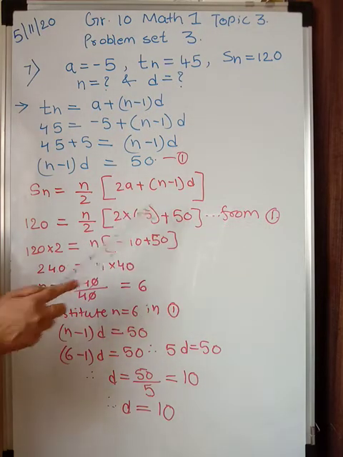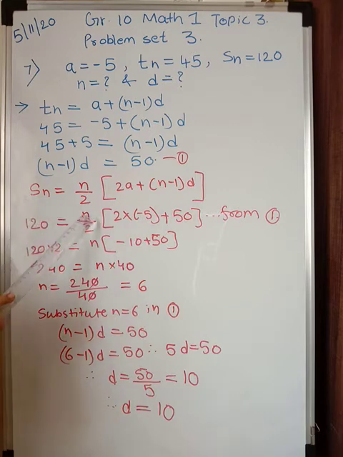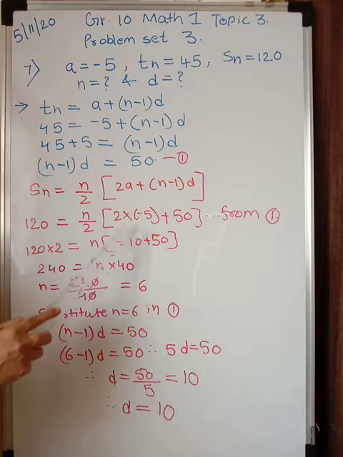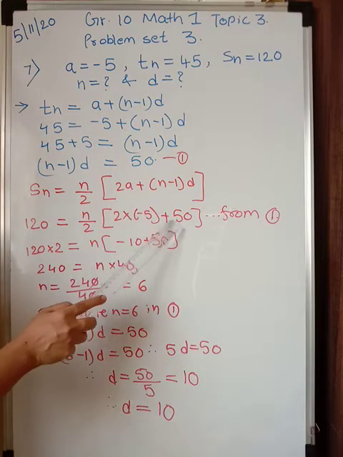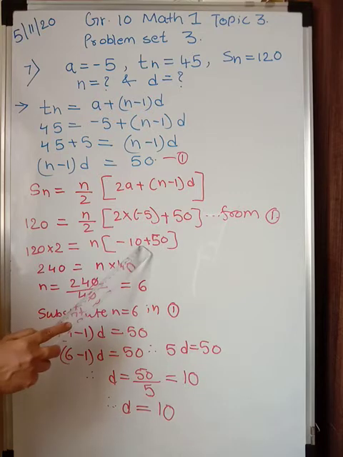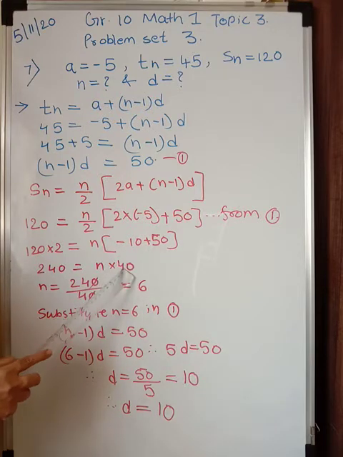Now see, it becomes very easy. All quantities are known, only n is unknown. So we will find n. So this is 120. Shift this 2 over here, it goes in multiplication. So we have 240, which is equal to n in bracket, 2 fives are minus 10, because here minus 5 is there, plus 50. Minus 10 plus 50 is 40. So you have 240 equals n into 40.